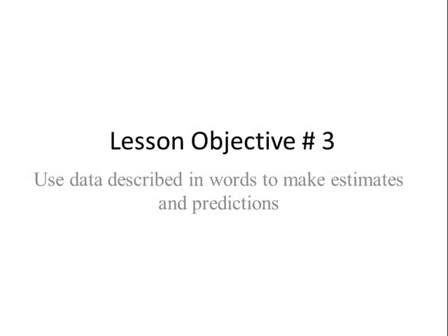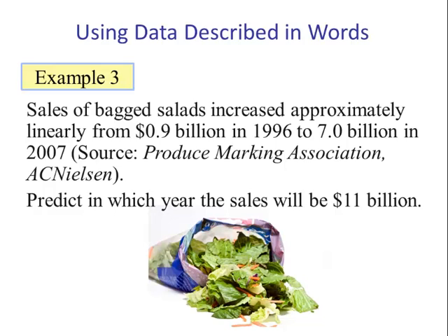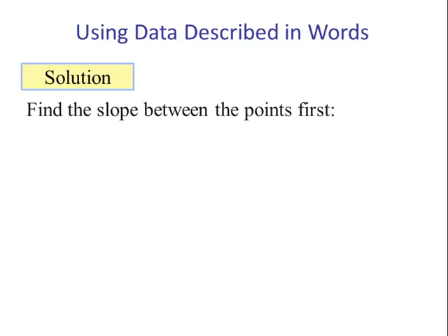Example 3. Sales of bagged salads increased approximately linearly from 0.9 billion in 1996 to 7 billion in 2007. Predict in which year the sales will be 11 billion. Solution: we find the slope between the points first. 7 minus 0.9 over 17 minus 6, rounded off to 2 decimal places, is 0.55.